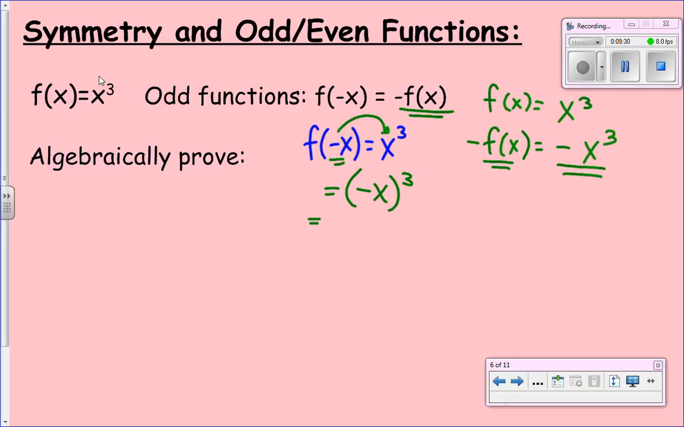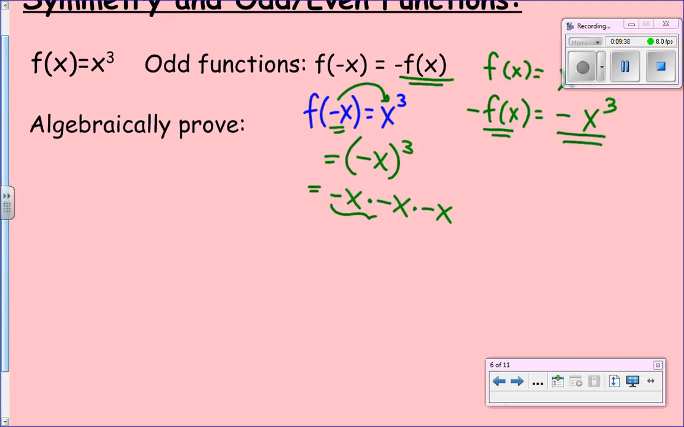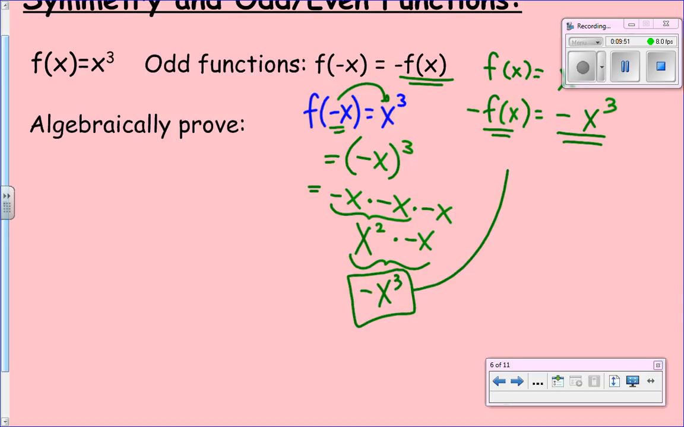Always. So I'm multiplying negative x by itself 3 times, not just twice. So what is negative x times negative x? It's x squared, thank you. Times negative x. Is that not the same? It is. So we have f of negative x equals the negation of f of x. Therefore, it's an odd function.